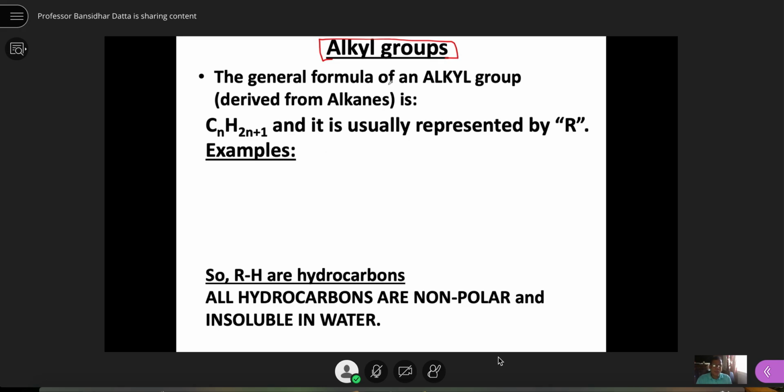The general formula of an alkyl group is CnH2n plus 1, and it is represented by R group.